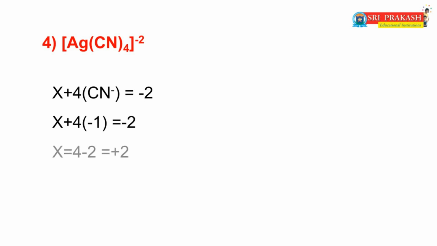Another example, that is [Ag(CN)4]2-. The oxidation state of cyanide is -1, but this complex has a charge of minus 2. So X plus 4 into CN minus equal to minus 2, where X is silver. So in this complex, the oxidation state of silver is plus 2.